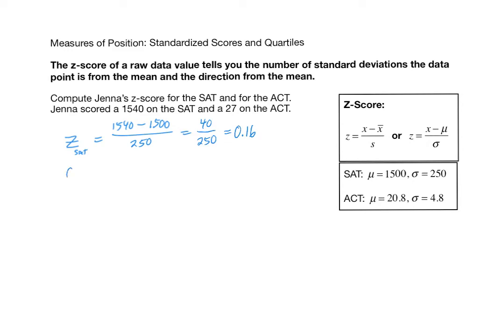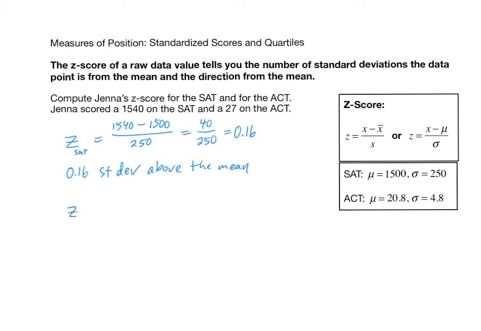That means she scored 0.16 standard deviations, and since that number is positive, above the mean. And we already knew that because the 1540 was above the 1500. So she scored 0.16 standard deviations above the mean.